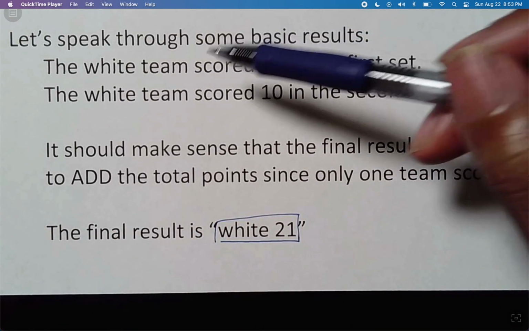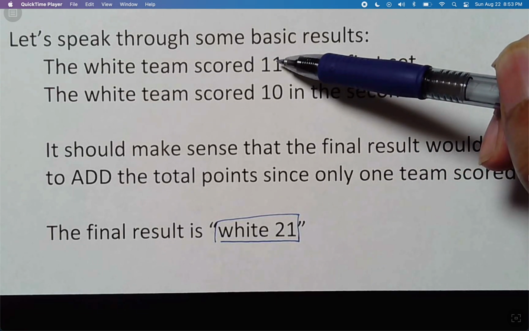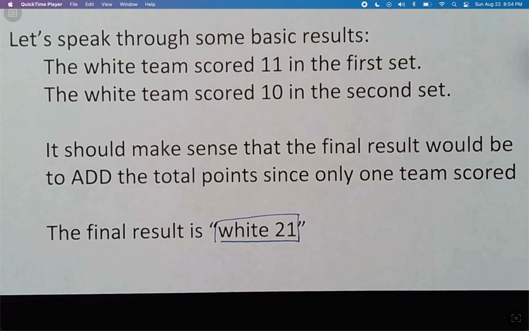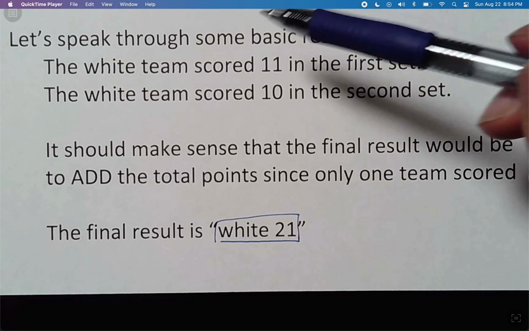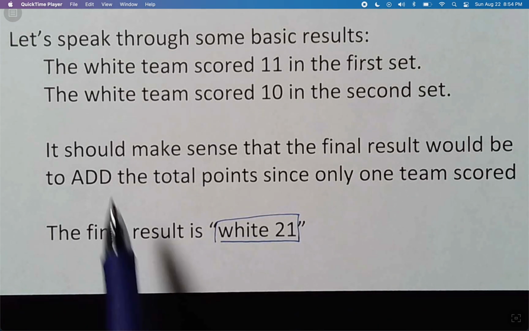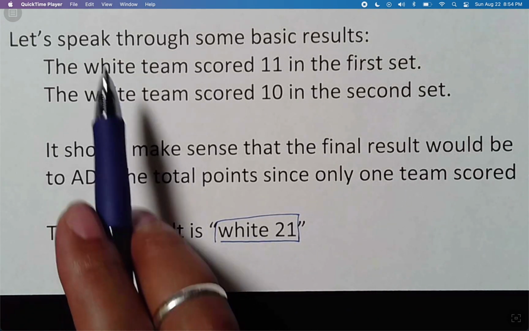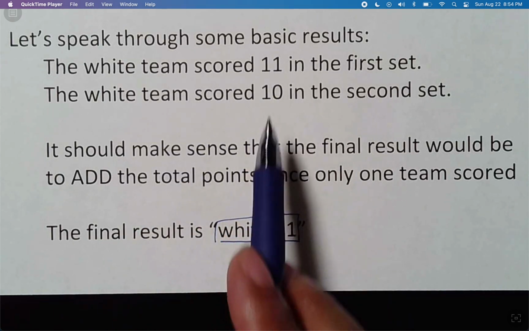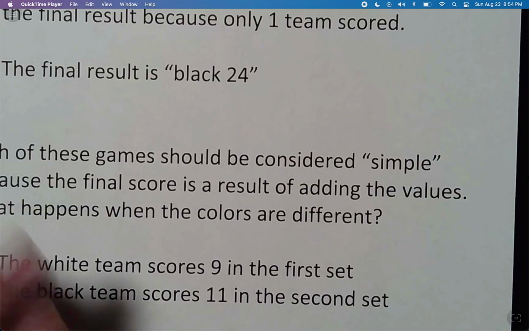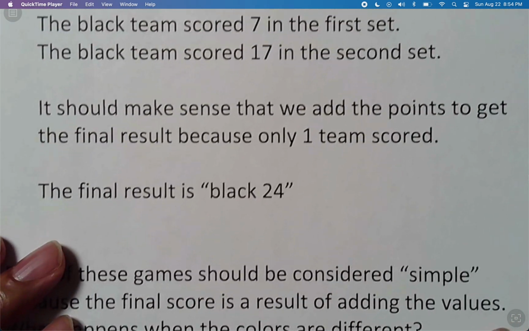Because think about it, if they scored 11, they outscored by 11, they outscored by 10, which means they outscored the other team by 21. So your final result is going to be based off of those two sets. Again, we will explain this, but the key thing to me is if the same team scored, I would just add it up and say that white scored 21 points. That's the common sense portion. The part where people get confused is when the scores are different.